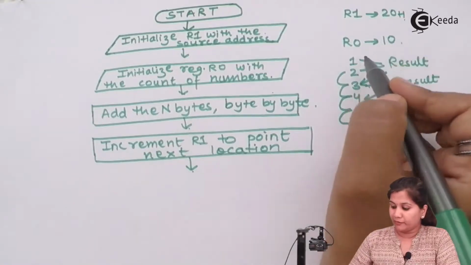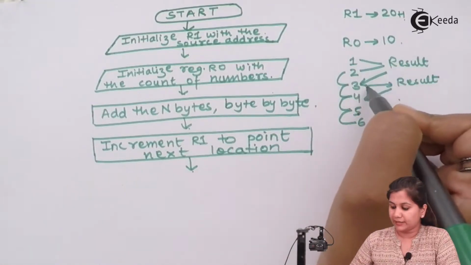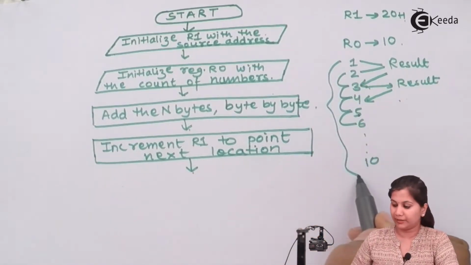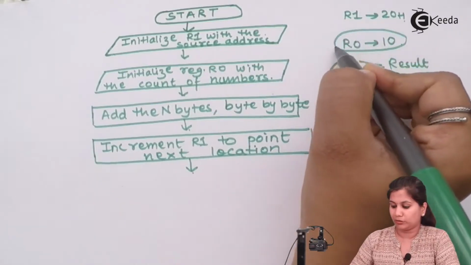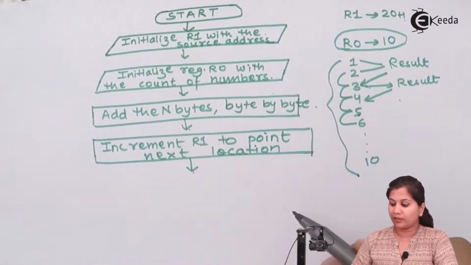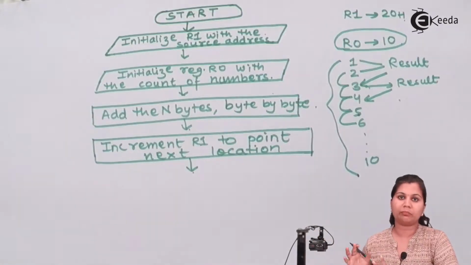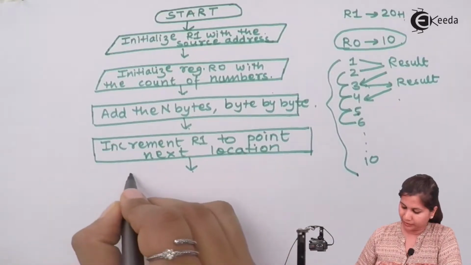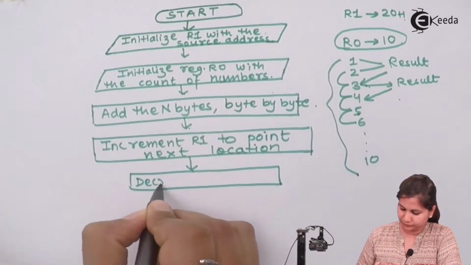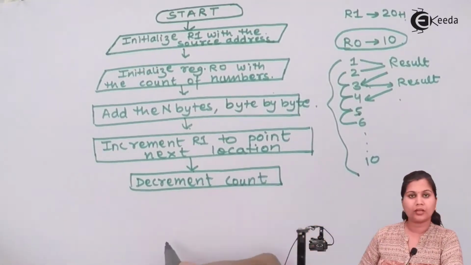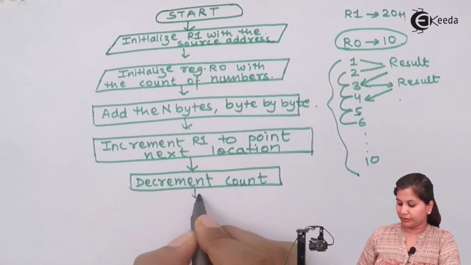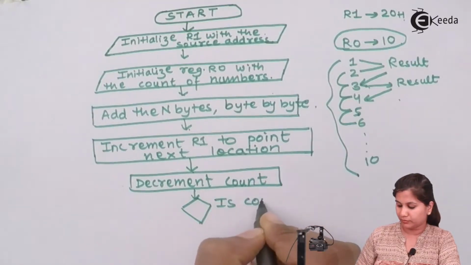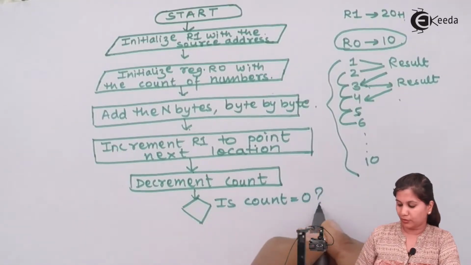Also, when the first number is added, the second is added, the third is added, how will we know that all the numbers in the array have been added? We will decrement this count: 10, 9, 8, 7. When this counter reaches 0, it means that all the numbers have been added. So the next step will be to decrement the count. Every time we decrement the count, we will check whether the count is 0 or not. Is count equal to 0 or not?